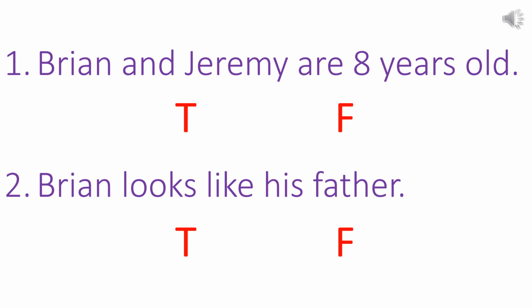For this part, you have to choose between T or F. Remember, T is true, meaning it is correct. And F is false, meaning it is not correct, it's wrong. So number 1 is Brian and Jeremy are 8 years old. And number 2, Brian looks like his father. Now listen to the dialogue.